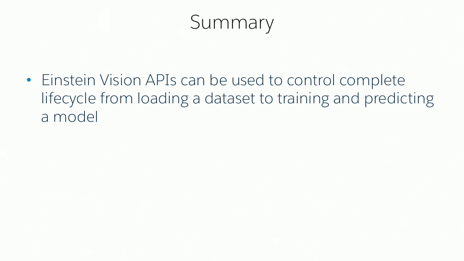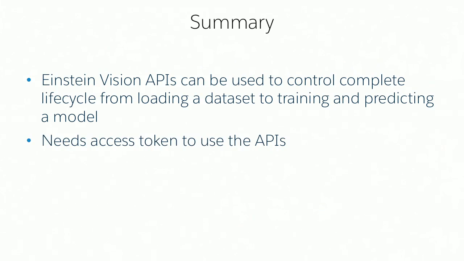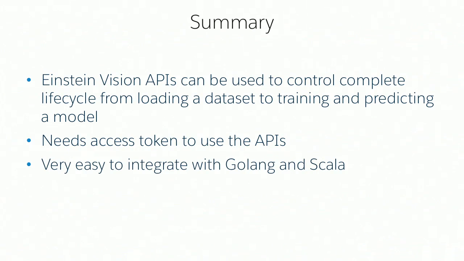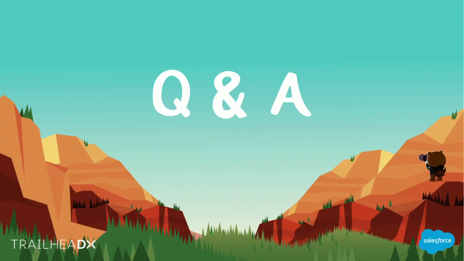Okay. To summarize, Einstein Vision API is very easy to use from any programming language, but in this particular presentation, we saw how it can be used from Golang and Scala. Obviously, for any API call, you need an access token. I mean, just imagine if Golang and Scala are so easy, Java and .NET would be even easier. So with this, we come to the end of this presentation. Any questions?